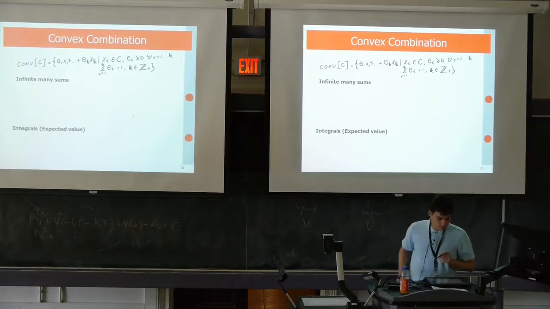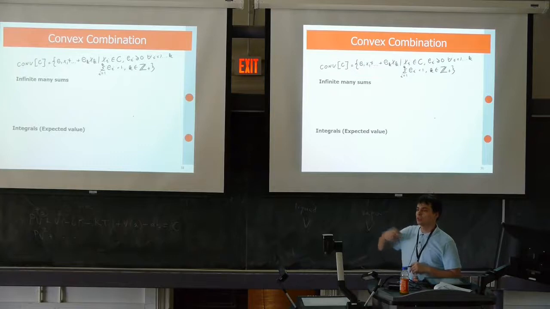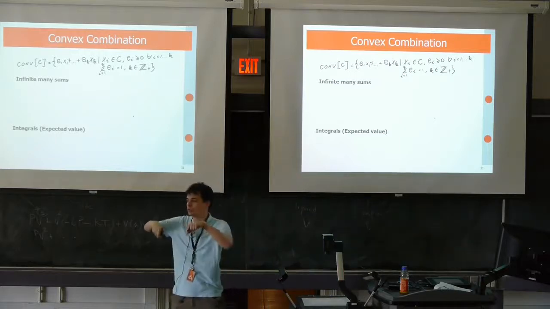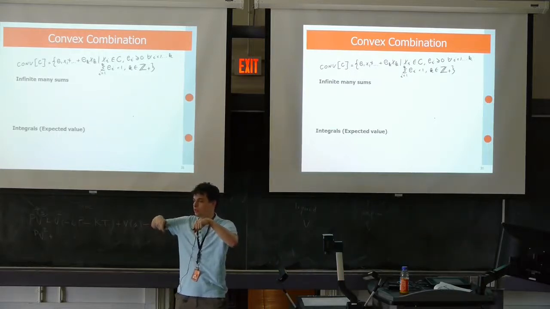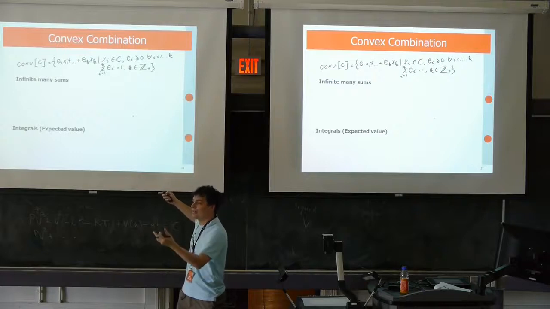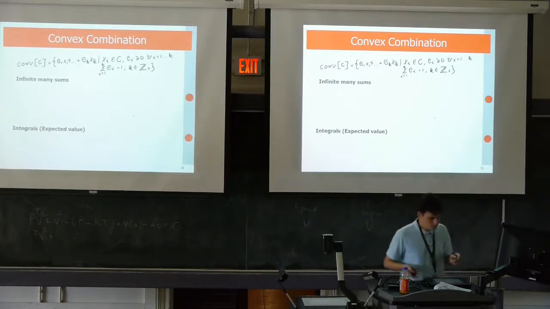Okay, we can generalize the convex combination from finitely many sums to countably infinitely many sums as well. So that was the original. The original definition was for two points, right? And you can prove that that's equivalent to the convex combination of finitely many points. And you can generalize this even further.